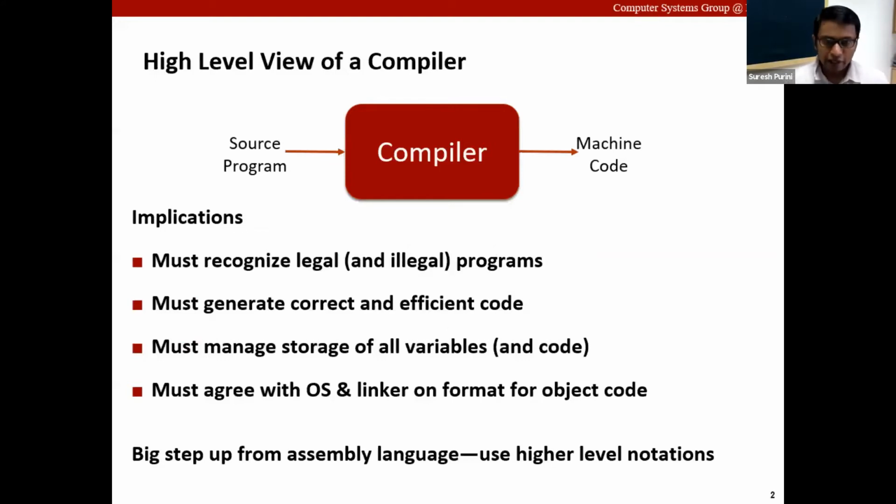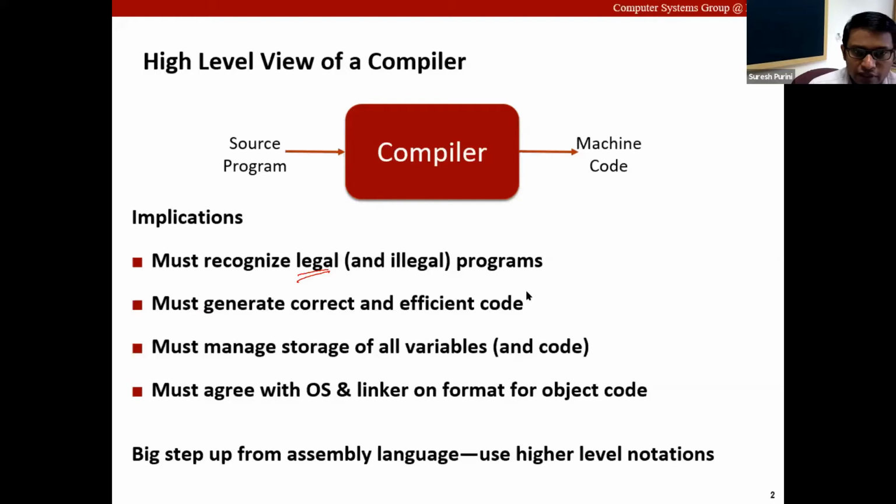So if you take a compiler, what the compiler does is it takes a source program and generates machine code equivalent to the source program. And so the first thing the compiler must do, before it does this code translation, is recognize whether the program that is given to it is a legal program or not. The compiler should recognize that. Okay.